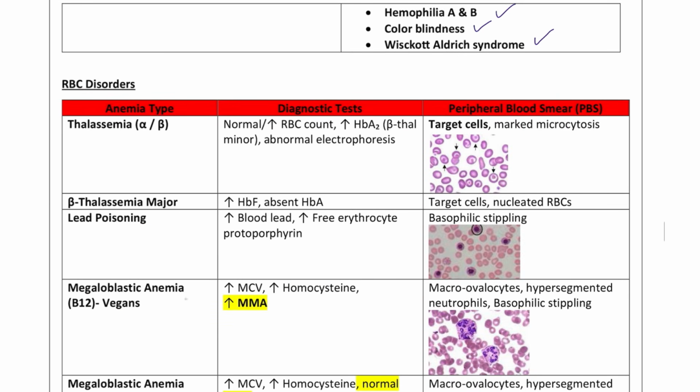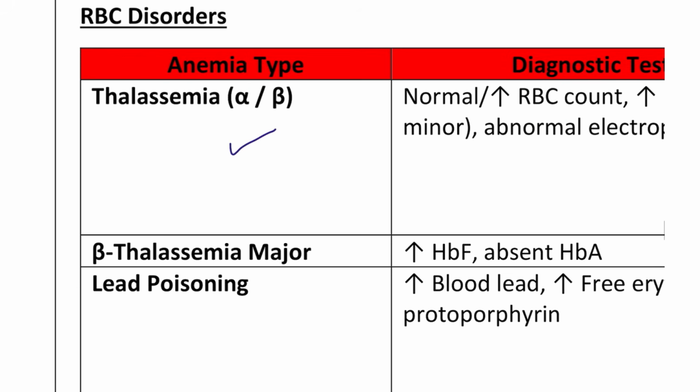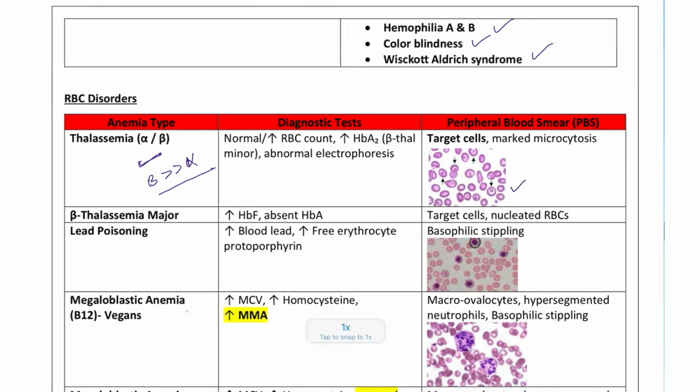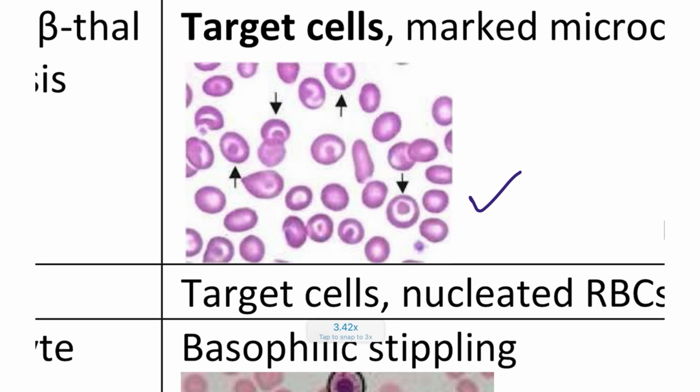Next, anemia examples that we are going to see. If you see this kind of target cells, that is seen in thalassemia. Beta thalassemia is more common than alpha thalassemia. Next, beta thalassemia major. Just now we discussed, this is the most common variant of thalassemia, and they are going to present with target cells. How will the target cell be seen?